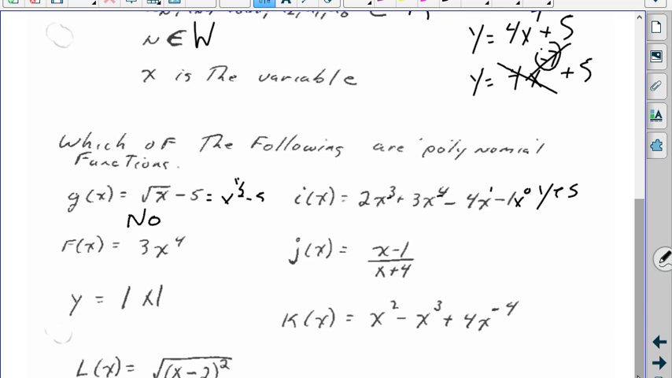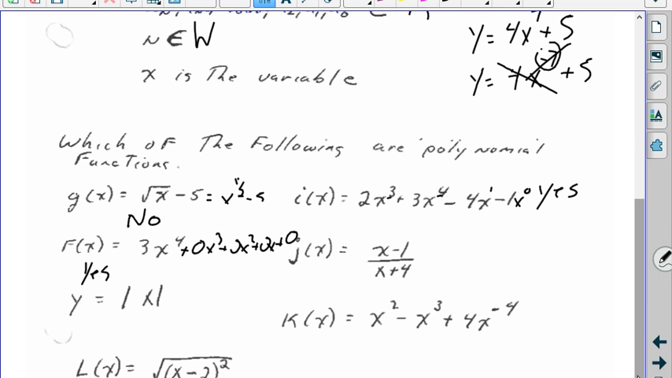The same thing over here. This one is, yes, a polynomial, because I can write this as 0x cubed plus 0x squared plus 0x plus 0. But I don't, right? But you can have your coefficients in front of your terms as 0.